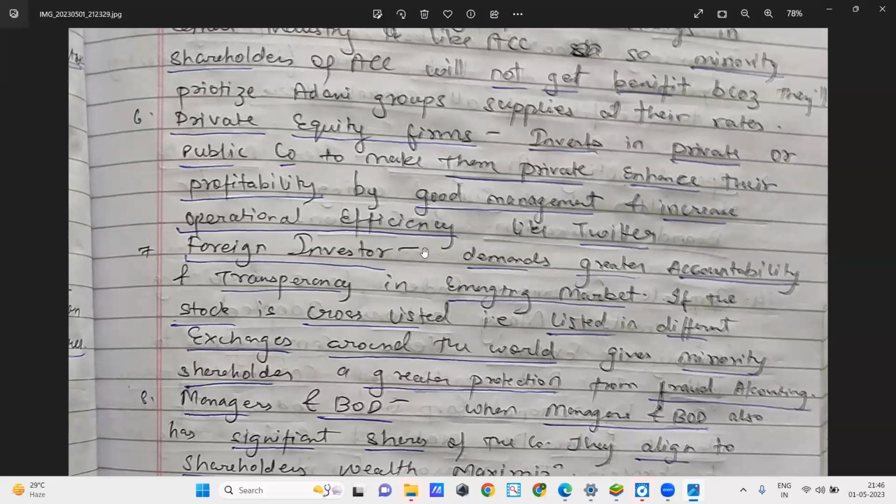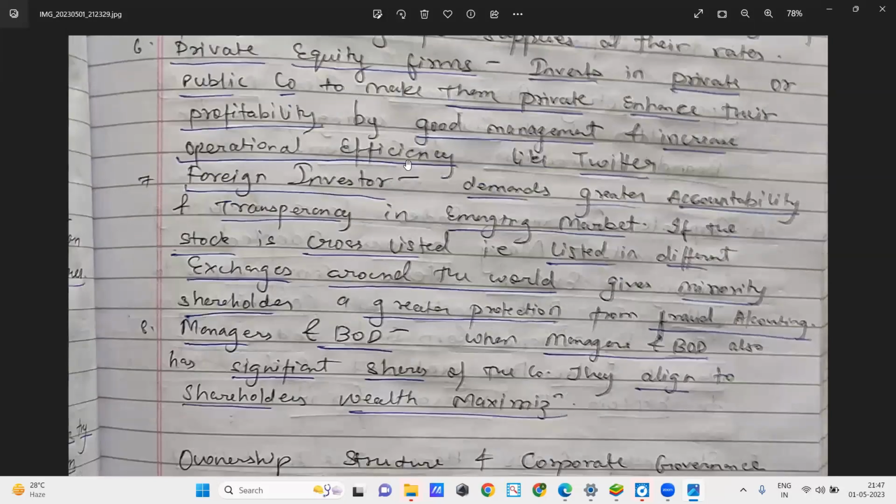The seventh one is the foreign investors. Foreign investors do not create accountability and transparency. Suppose a foreign investor, like a person from the USA, wants to invest in the stocks of a certain country. He will be looking for stocks that provide transparent information. Suppose a stock is cross-listed, for example listed on the NYSE and also on the London exchange. This gives a good reputation for the stock. Exchanges around the world give minority shareholders great protection from fraudulent accounting, so fraudulent activities do not take place if a stock has been listed on multiple exchanges.